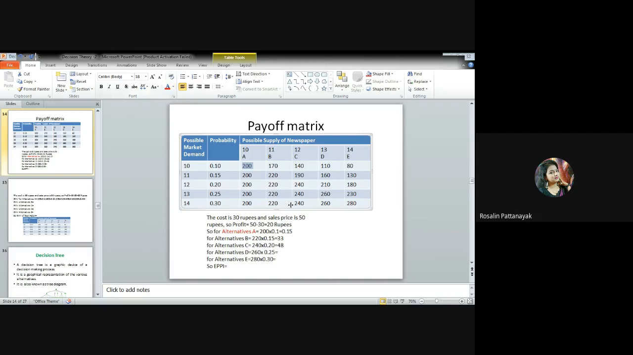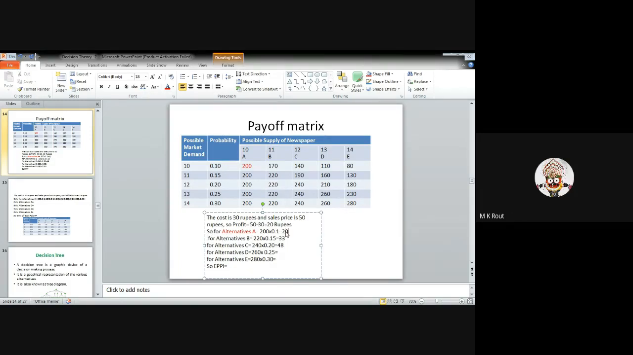Select row wise. In the row of 200, the greatest value is 200, the maximum value. Clear? That's why 0.10 times 200 equals 20. 20, 20.